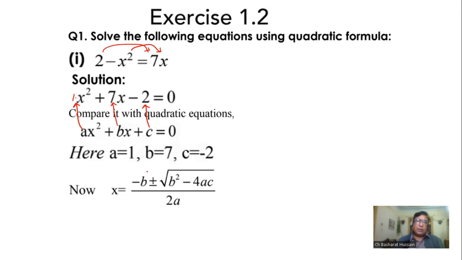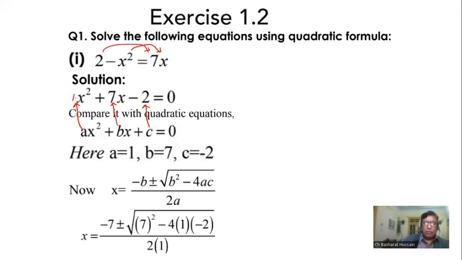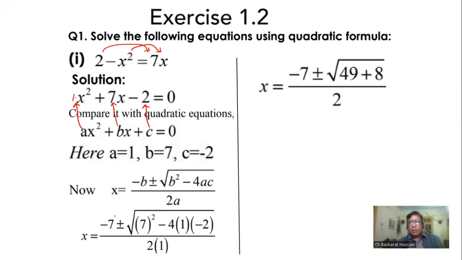Now we replace this b with 7. Here b with 7, square, minus 4. Replace a with 1 and c with minus 2. And this a also with 1. So we replace b with 7, a with 1, c with minus 2, and a with 1 in the denominator. Now we simplify this.